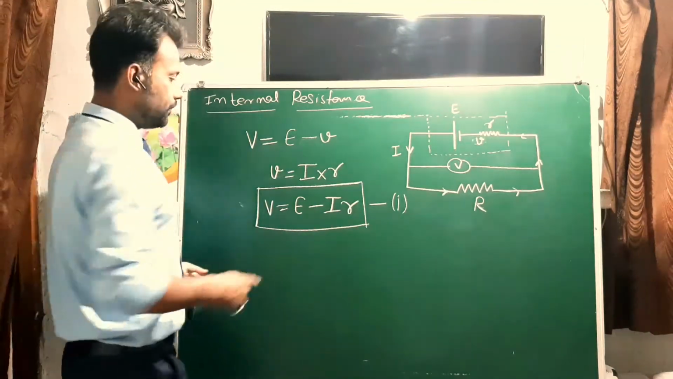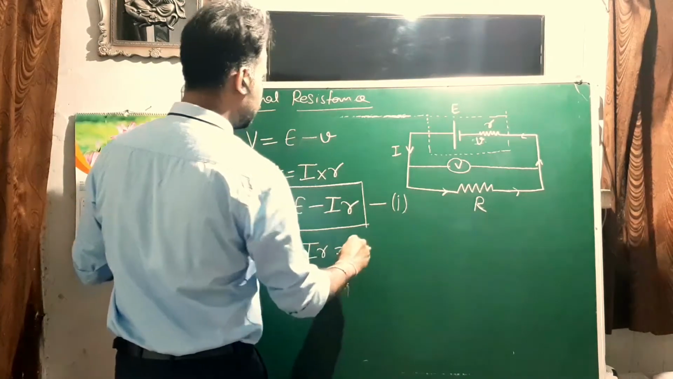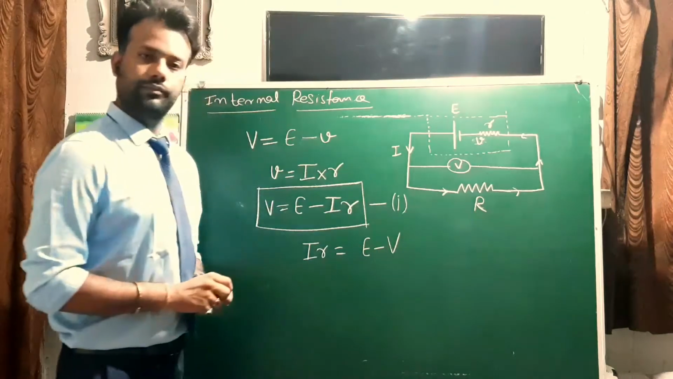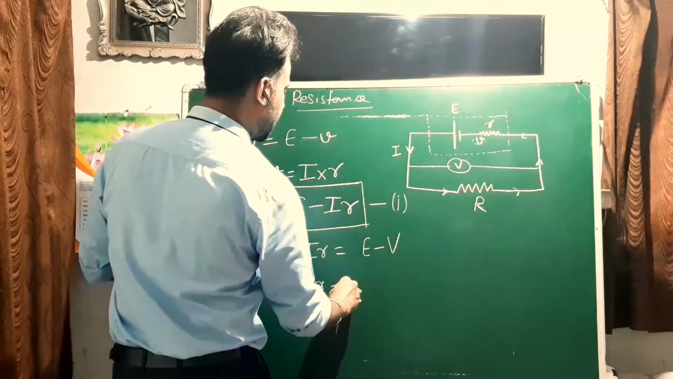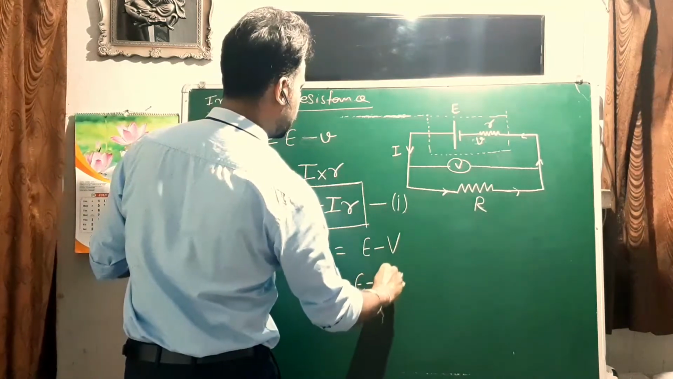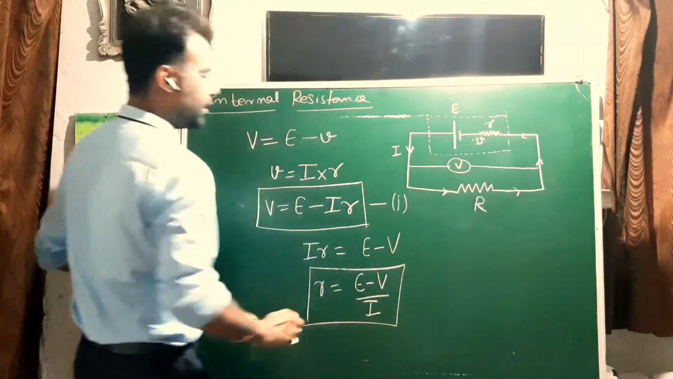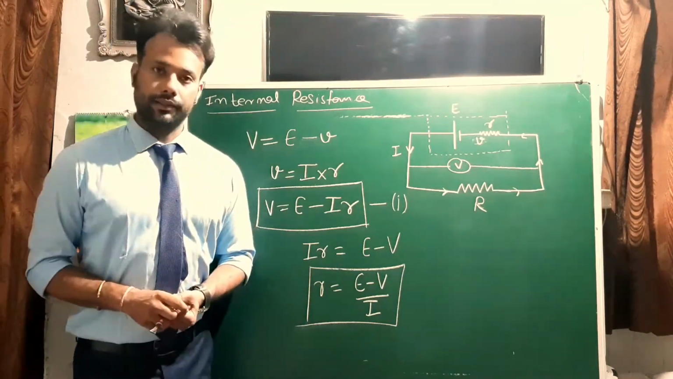What will be the value? Okay, this can be written as Ir equals to E minus V also, right? So from here r can be written as (E minus V) upon I. So this is the value of internal resistance of the cell.